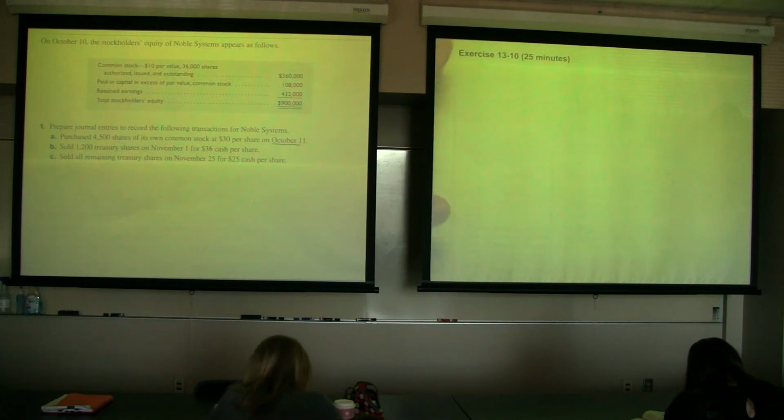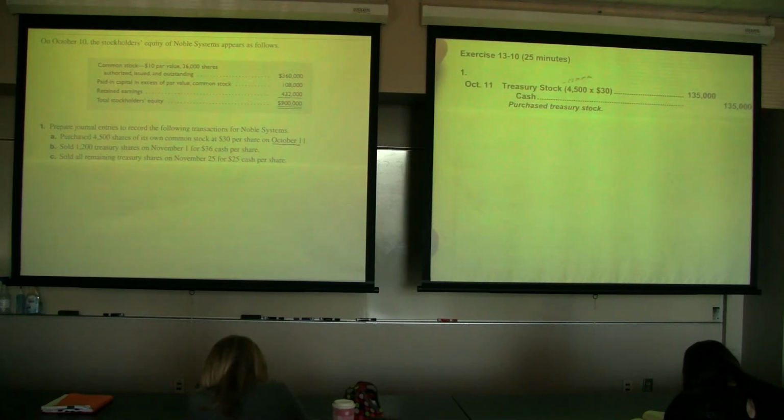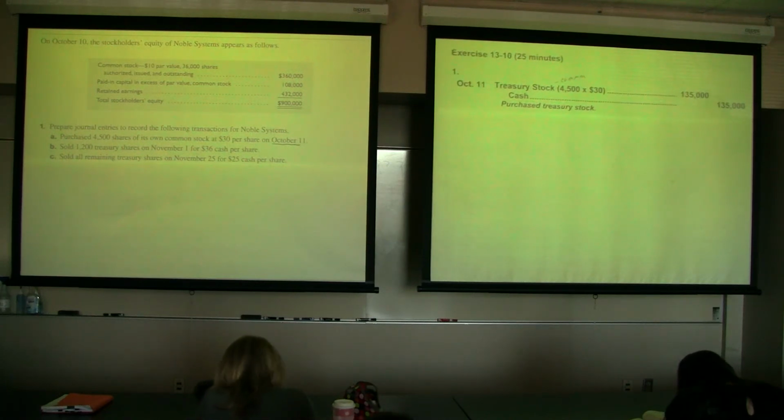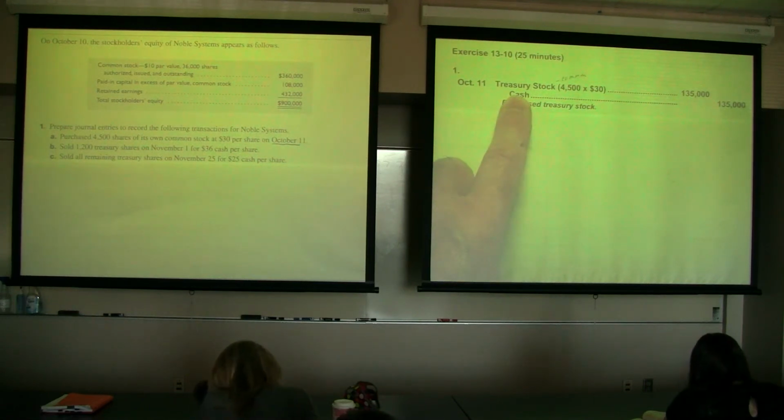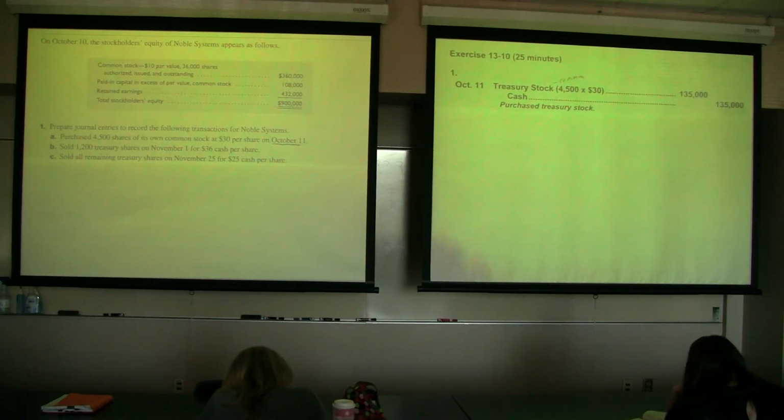Okay, let me give you some feedback here. So here is where you purchase the treasury stock. Okay? So 4,500 shares, $30 each. Treasury stock, an owner's equity account, is debited for 135,000, and cash is credited. Okay?